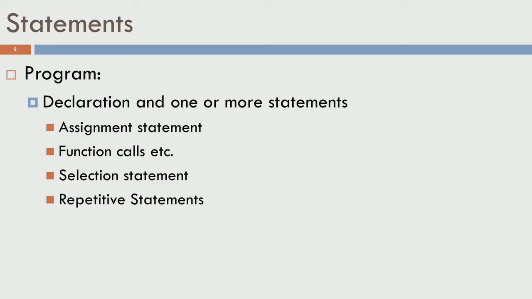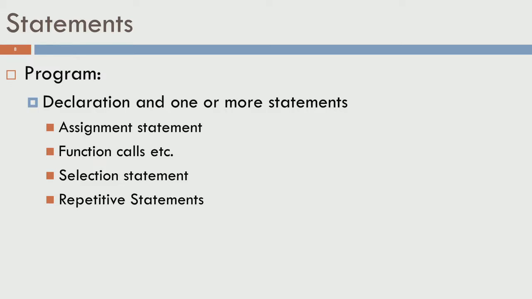Let us move on to statements. We know that a program is usually a declaration followed by one or more statements, and these statements could be an assignment statement or function calls. We have already seen these two kinds. Assignment statements we have seen in the polynomial example, and we have seen the function calls printf and scanf. We saw selection statements also when we looked at the maximum of 3 numbers and so on. One thing that we have not seen is repetitive statements.